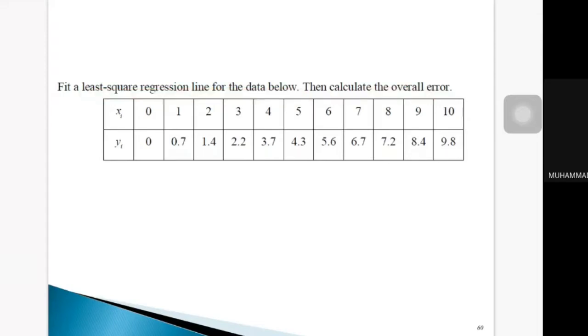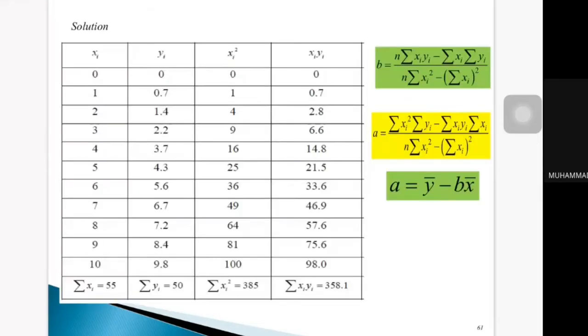We have 11 points. This is x, and the second row is the values of y. So in this case, n is equal to 11, the number of points that we have. Let's find a. a is equal to y bar minus b x bar, where y bar and x bar are the averages of y and x.